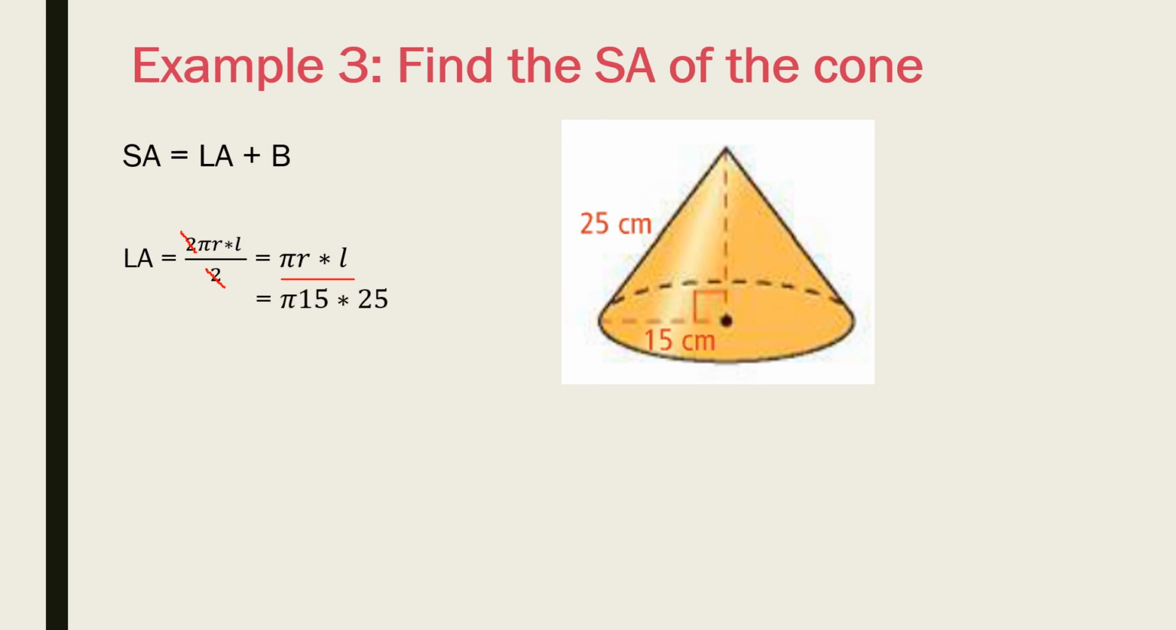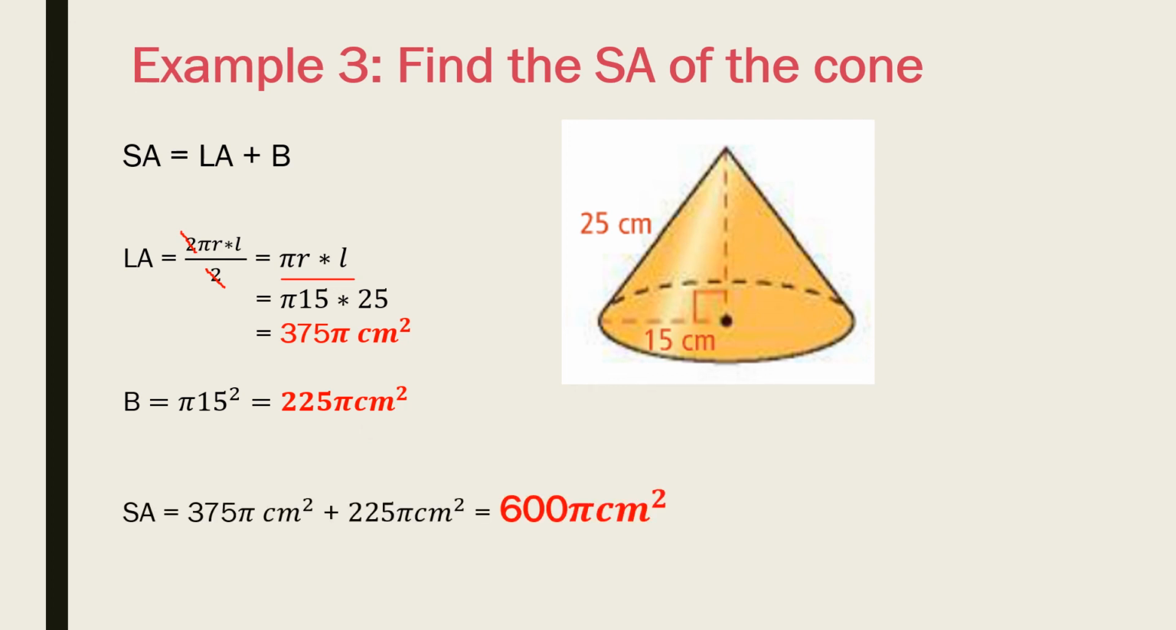So I know that my radius is 15. I know that my slant height is 25. So that gives me a lateral area of 375 pi centimeters squared. And I'm going to leave all my answers in terms of pi here. My base, because it's a circle and my radius is 15, will be pi r squared, which gives me 225 pi centimeters squared. So surface area, lateral area plus the base, is just going to be a total of 600 pi centimeters squared.